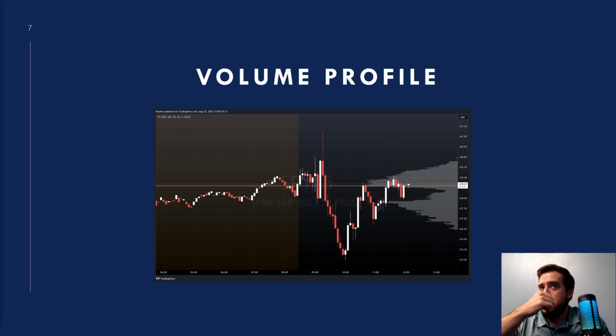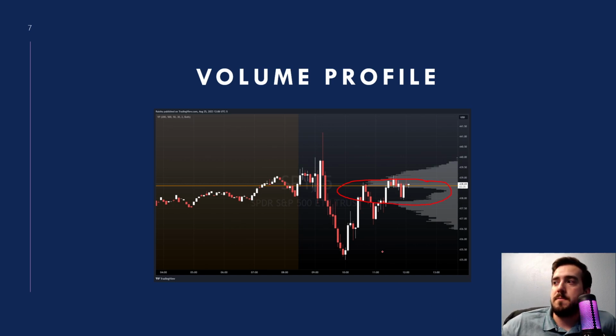So moving over into volume profile. Volume profile, again, you don't have to have it on all the time. It's something I just flip on and off as a little bit of an indicator to show me where we're at through the day. Volume profile is nothing more to me than this orange line right here in the middle.